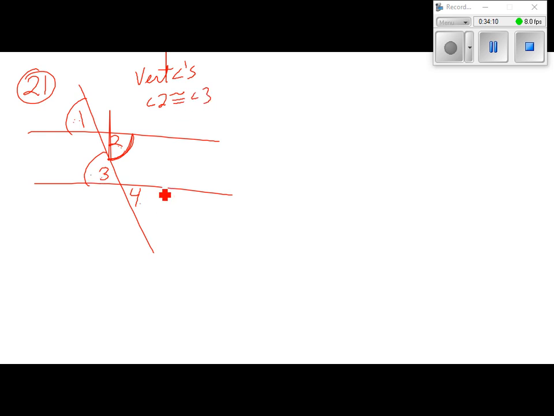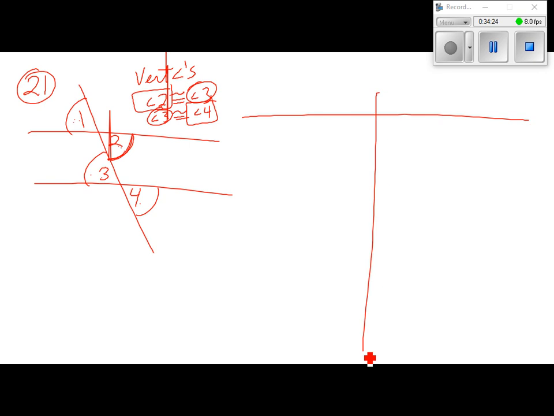We know 3 and 4 are congruent because they're vertical angles. And if angle 3 is the same as angle 4, and angle 3 is the same as angle 2, then that means 2 and 4 have to be congruent by substitution. That's what we're trying to prove. We've got our statements, we've got our reasons. First statement, angle 1 is congruent to angle 3. That was given to us.